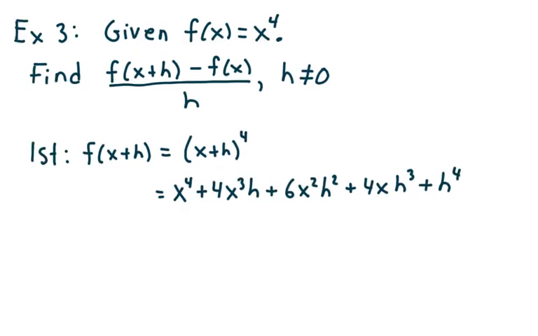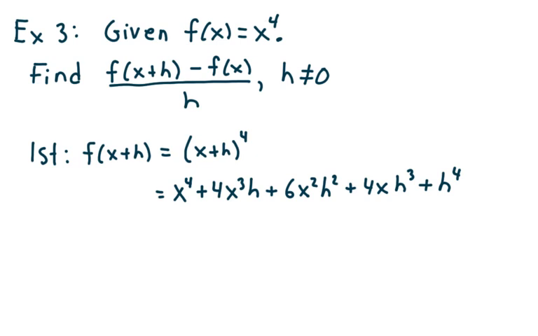In example 3, we are given f of x equals x to the fourth, and we want to find f of x plus h minus f of x divided by h, where h doesn't equal 0. In the first step, we want to find f of x plus h. So in the function f of x equals x to the fourth, replace x with x plus h.